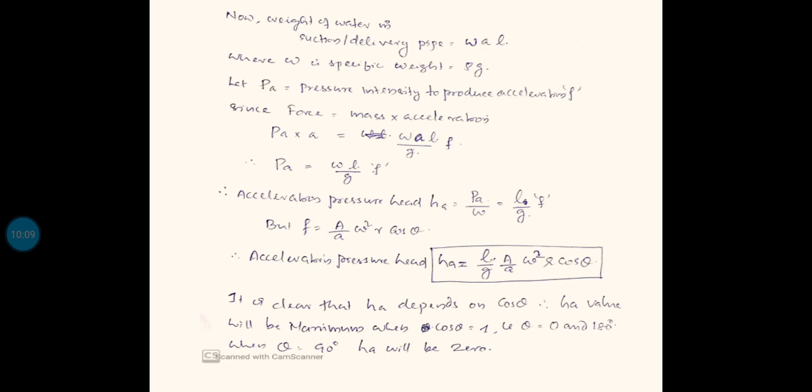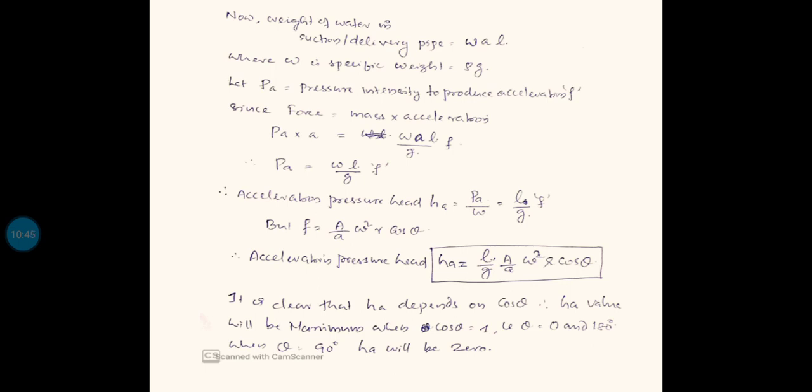Now let PA equal the pressure intensity to produce the acceleration F. Since force is equal to mass into acceleration, PA into A, pressure into area, will give the force. So force is equal to, on this side we want mass. Initially we have the equation W into A into L for the weight. Weight divided by g will give the mass. So mass is W into A into L by g, into acceleration F. Therefore PA equals W into L by g into F, since the small a cancels on both sides.